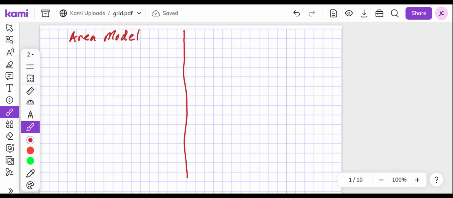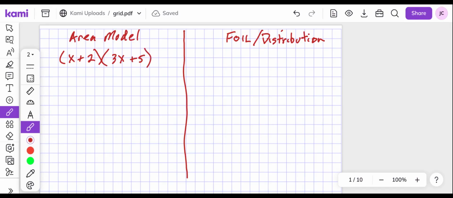and then the other side will be FOIL, also called distribution. Okay, so taking a look at this, we're going to start with this. We have x plus 2 times 3x plus 5. So what I have here is two polynomial factors.